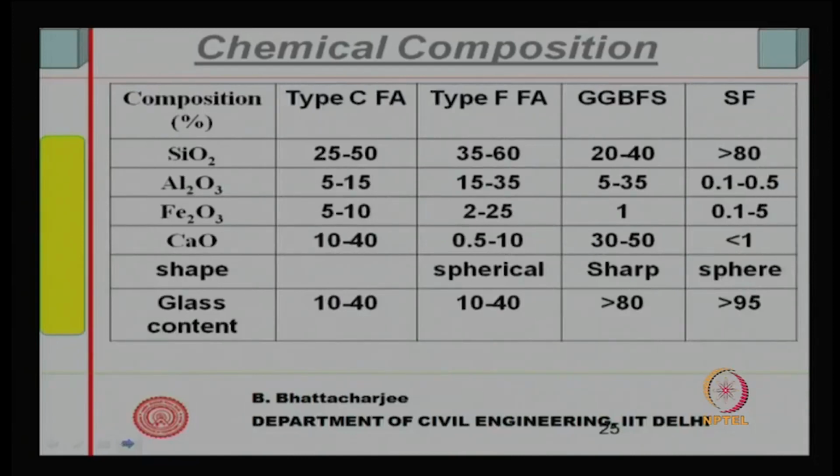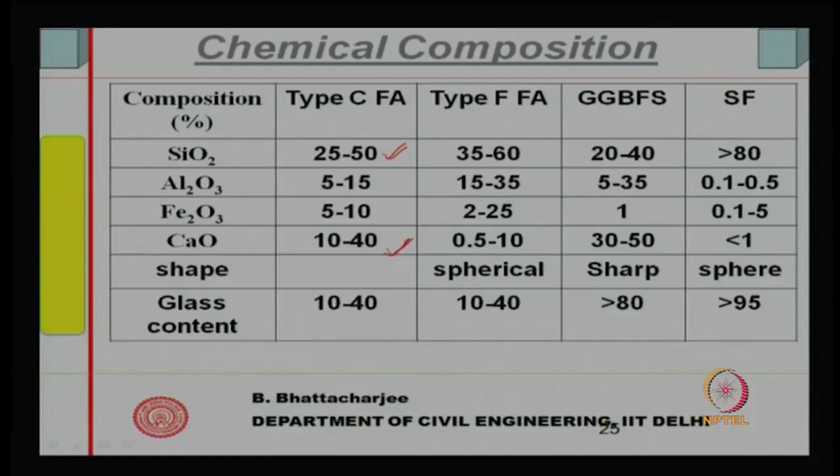Let us look at the chemical composition of all these pozzolanas. Type C fly ash, you will have silica 25 to 50%, but you will have calcium oxide 10 to 40%, that is by definition. Type F fly ash, of course, you will have 35 to 60, but this will be less.